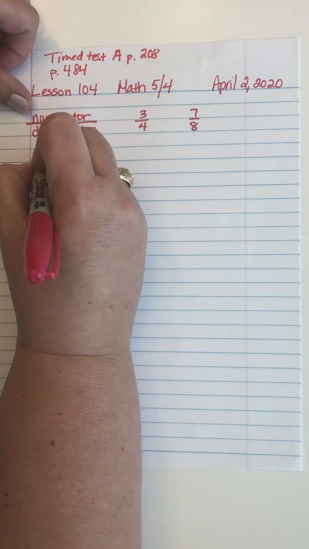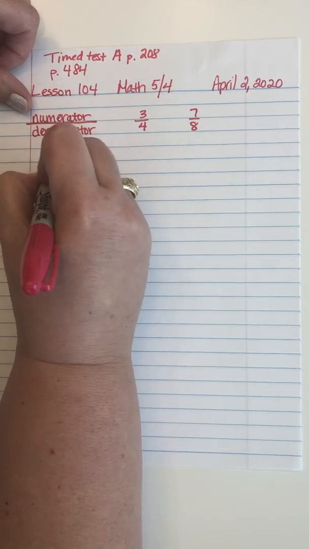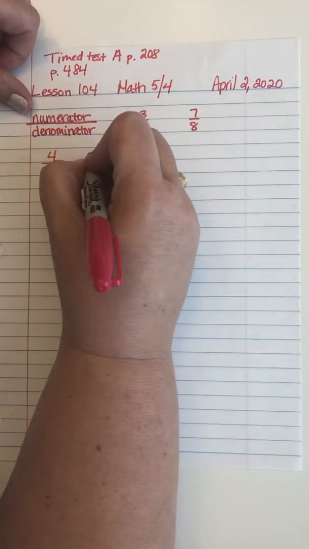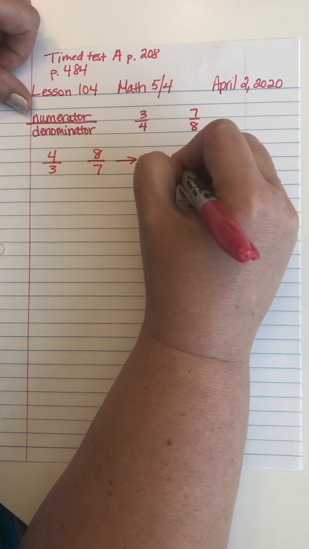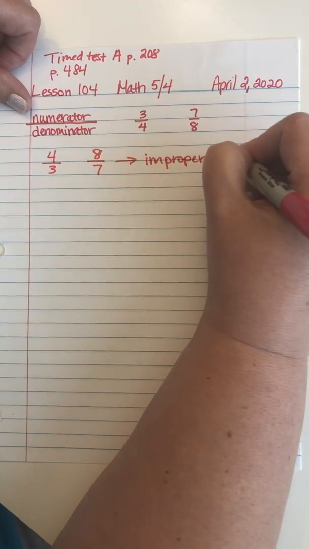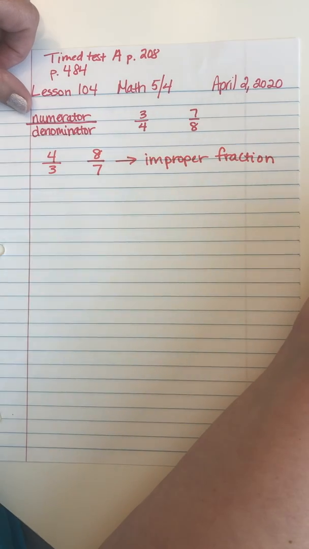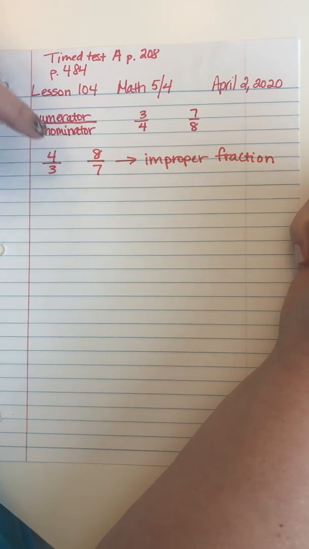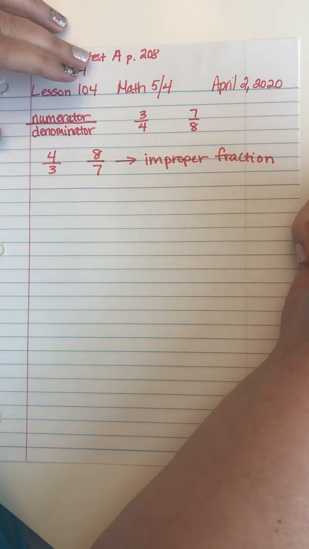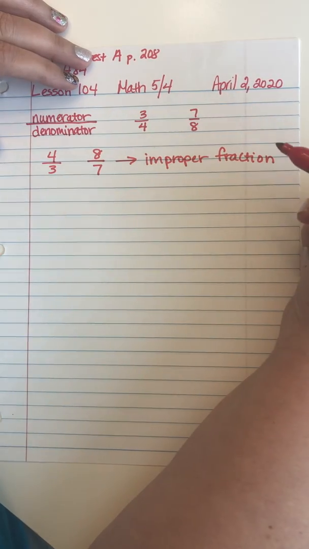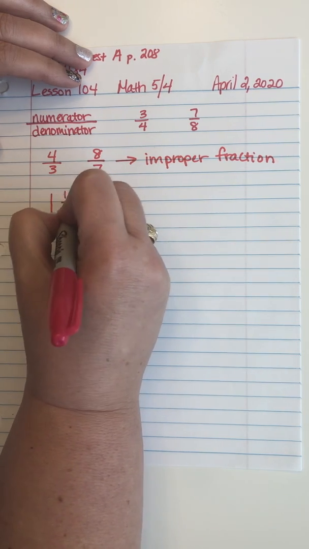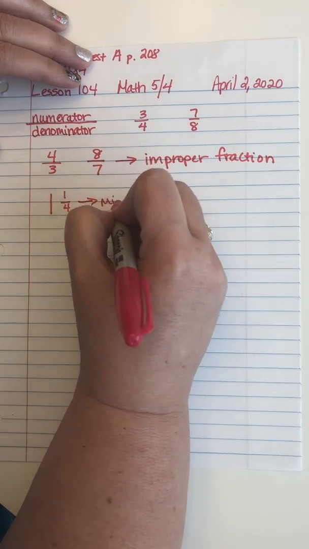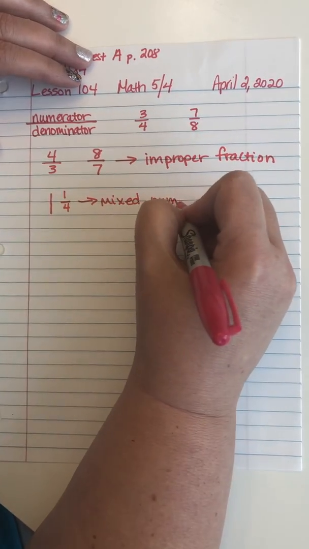When our numerator is larger than our denominator, using these two fractions and just swapping them around, that is called an improper fraction. When we have an improper fraction, we have to fix that, because it's not normal for the numerator to be larger than the denominator at this point. So we change it to a mixed number. Remember, an example of a mixed number is a whole number with a fraction beside it.